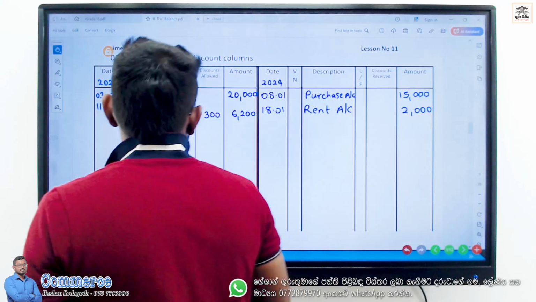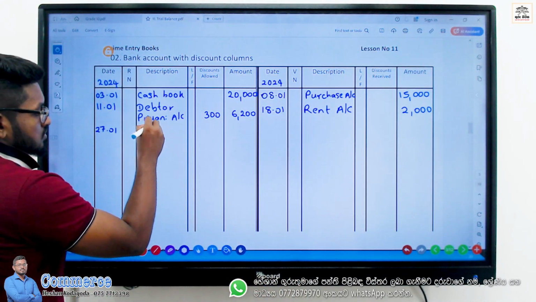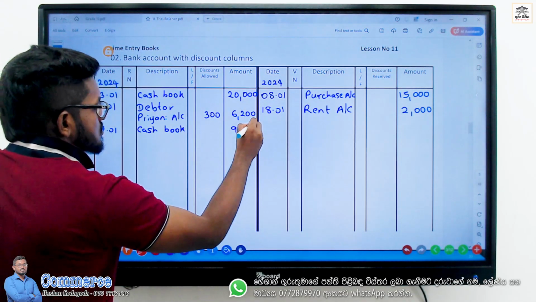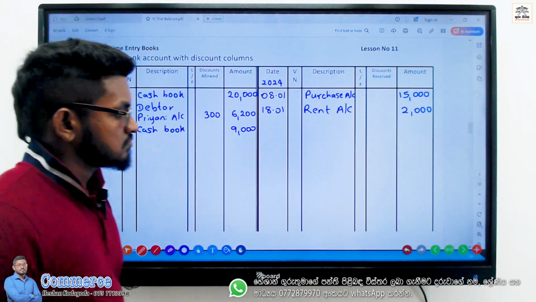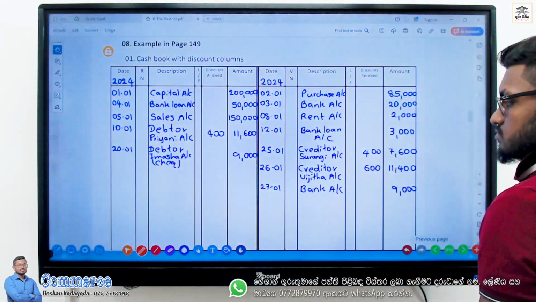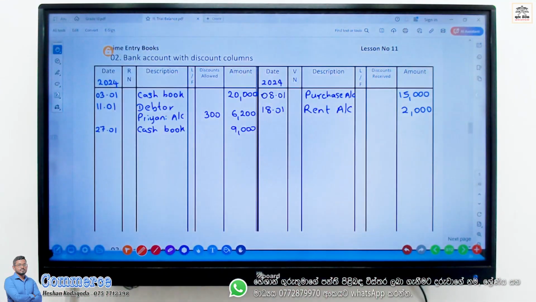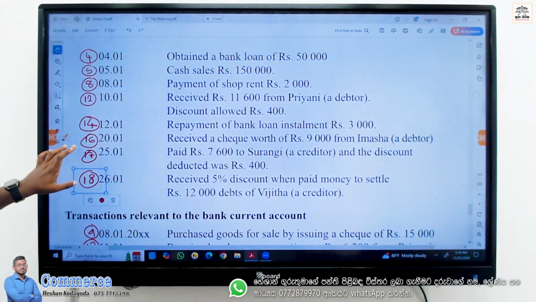27th of January. Cash book. How much? It's rupees 9,000. Right? Done. I think all the things are done, right? Am I correct, guys? Yes, right?